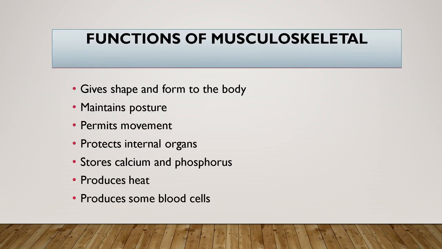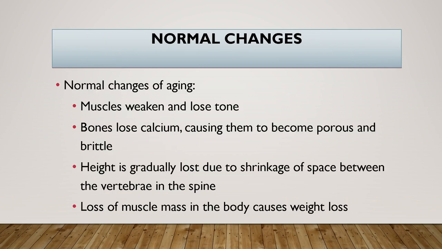Functions of musculoskeletal system. Our musculoskeletal system is composed of muscles, bones, joints, tendons, and ligaments. This gives our bodies shape and structure, allows for movement, protects vital organs, and generates heat. Our bones are also responsible for storing minerals such as calcium and phosphorus, and actually produce some blood cells.